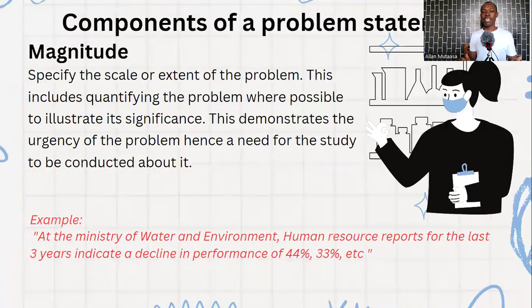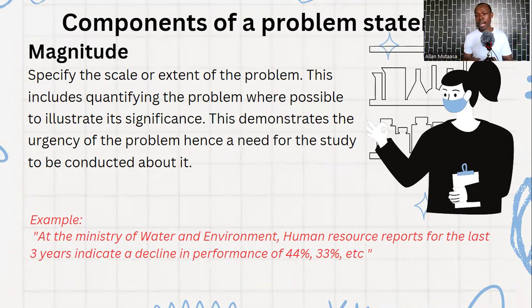So the next thing after the interventions is what we call the magnitude. So the magnitude is going to help us to specify the scale or the extent of the problem by quantifying that problem in most cases. So we want to understand, how can we quantify our problem?